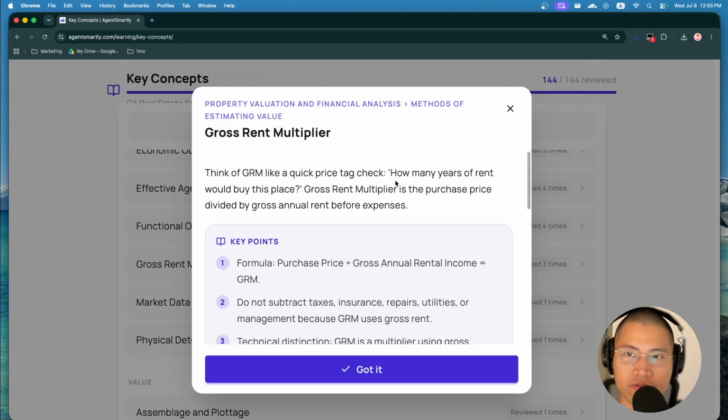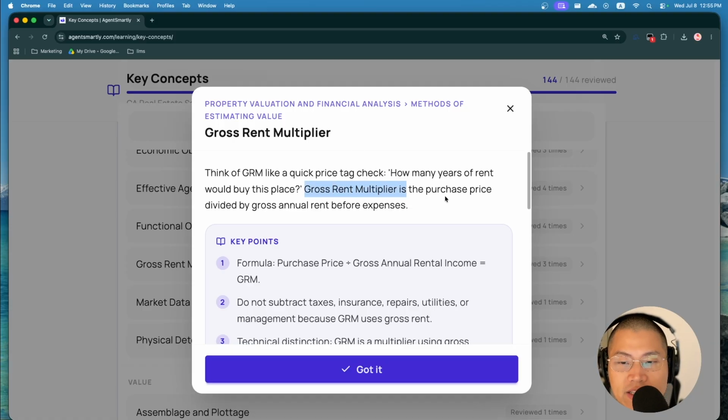To give you a very simple example, if the monthly rent is $1,000 and this property's price is, let's say, 100K, which simply means you need 100 months. It's roughly 8 or 9 years. So it takes you roughly 9 years to purchase this $100,000 property. That's basically what the gross rent multiplier is.